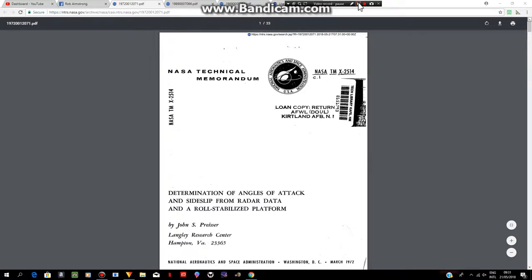I found the 4th document interesting. NASA Technical Memorandum Document TMX number 2514.